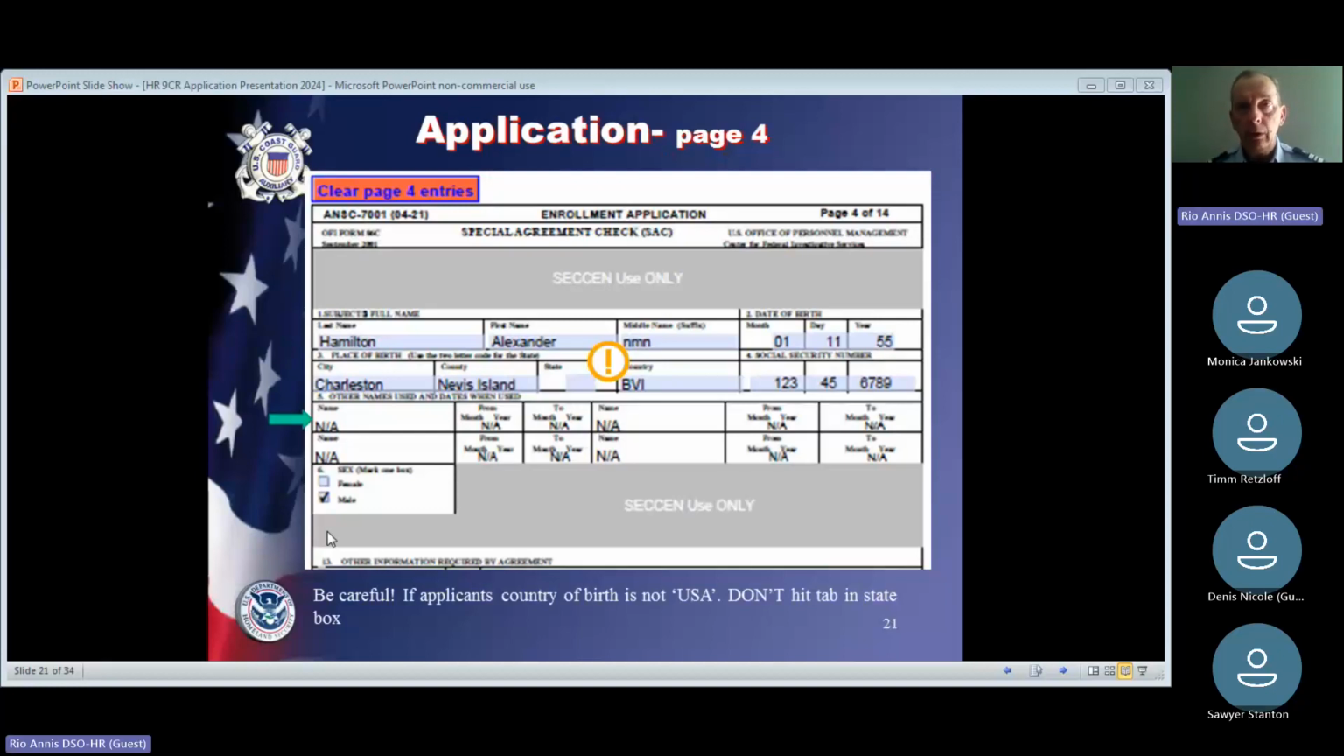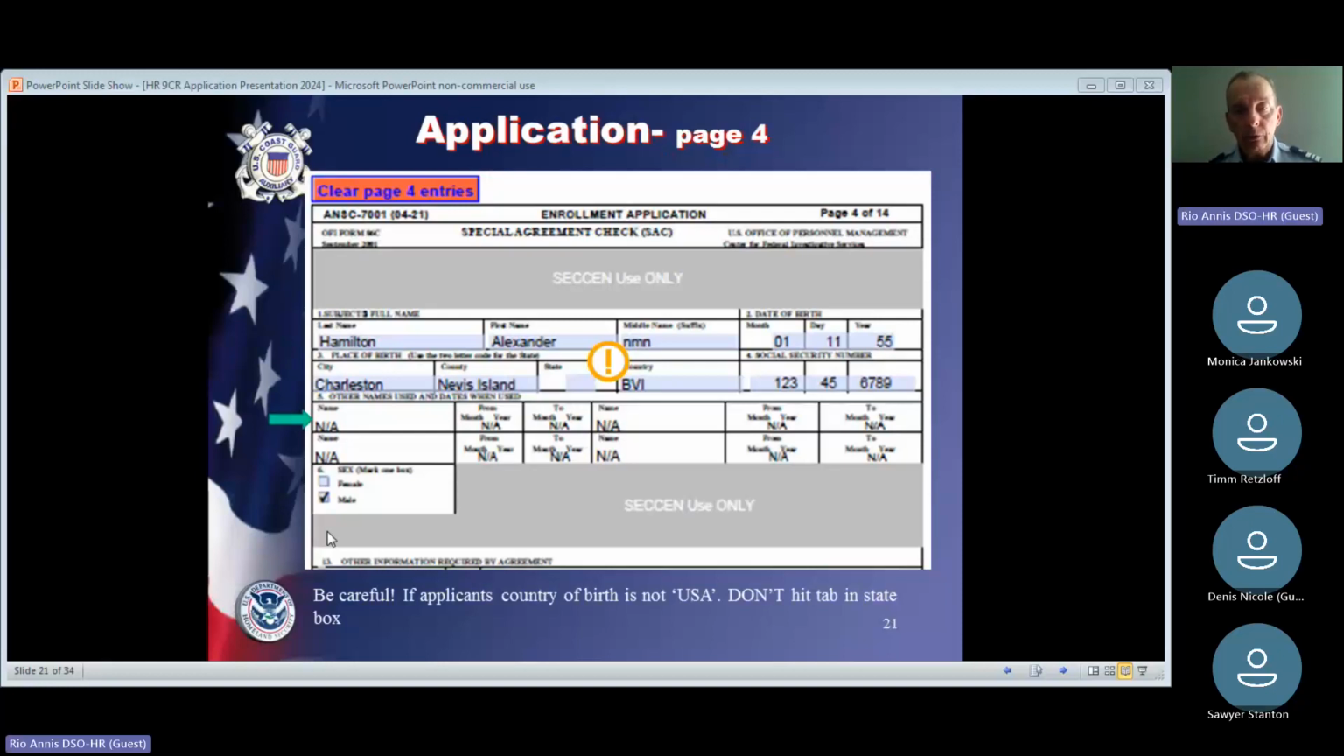And in most every case, we know that's somewhere in the US. However, we've had some people that are foreign born. And I put the caution there that if you're doing this online and you are in the state and you hit tab to go to the country, it will automatically fill in USA, and you can't get rid of it.